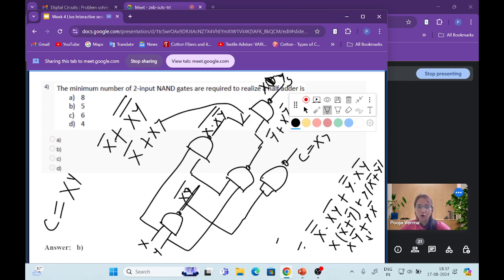Okay, so how many NAND gates are required to realize a half adder? That means the NAND gate number 1, 2, 3, 4 and 5. So total 5 NAND gates are required to realize a half adder. Okay, so I hope all of you have got this. So moving to the next question.